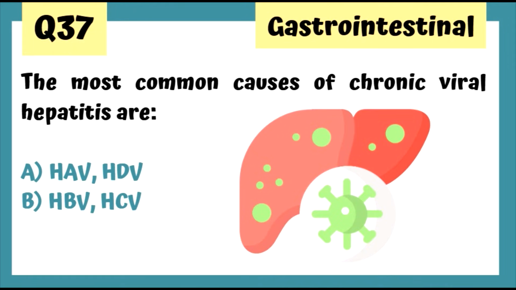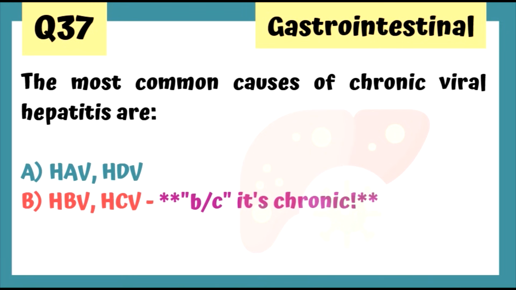Question 37. The most common causes of chronic viral hepatitis are HAV, HDV, or HBV and HCV? And chronic is BC. I like to think that BC was the olden days, BC for chronic: HBV and HCV. Because it's chronic, that's another one.